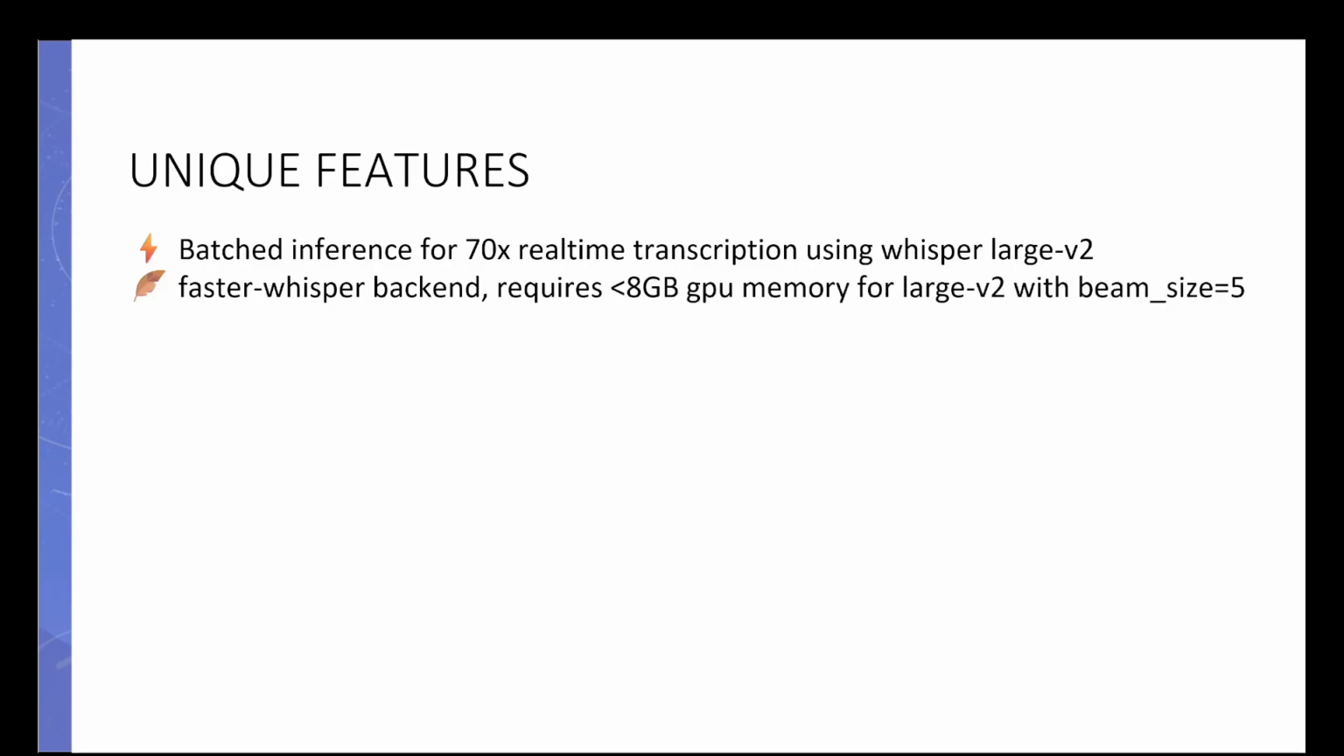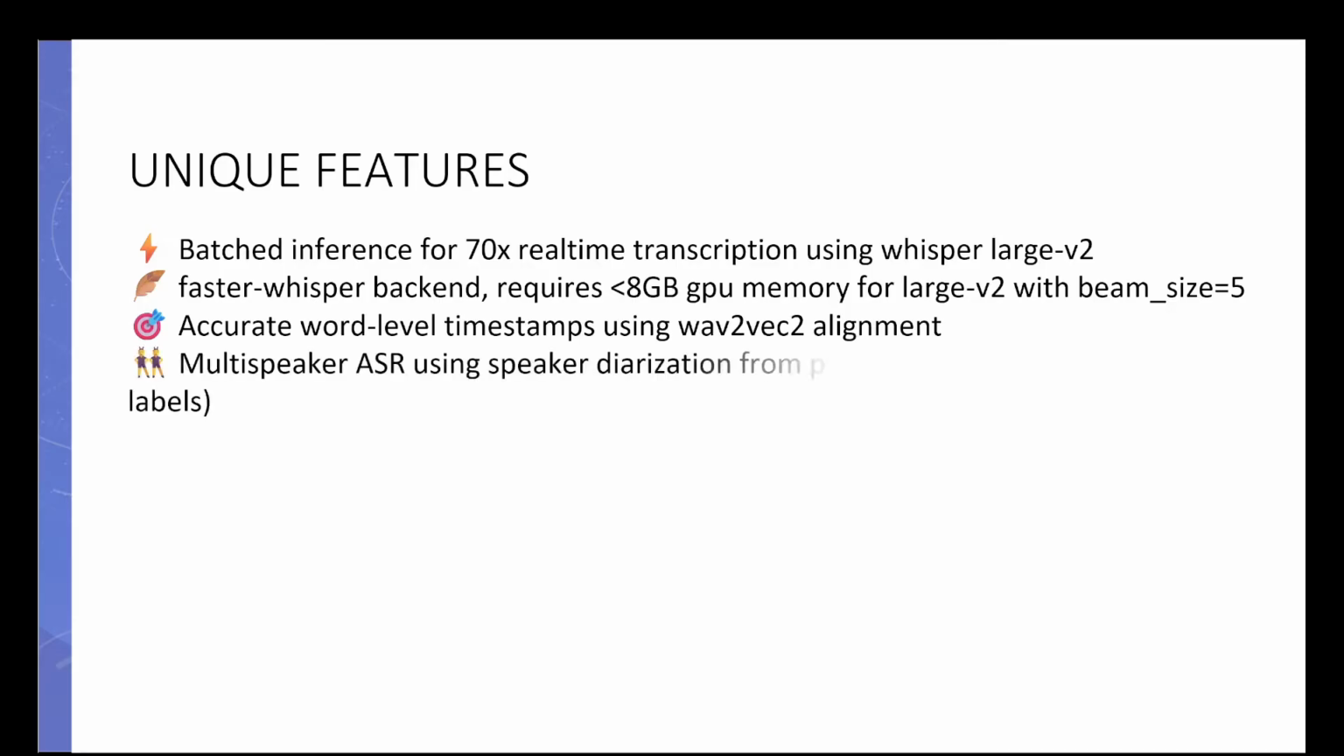The second point is the faster Whisper backend. WhisperX is based on a faster Whisper backend, which is a model that we have considered in a previous video. You also get accurate word level timestamps using wav2vec2 alignment. This is the phoneme model that we mentioned in the previous slide. And then you also have multi-speaker automatic speech recognition using speaker diarization from the pyannote audio library.